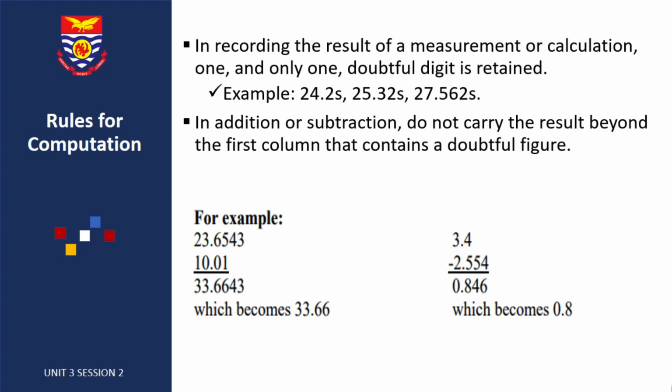Now in subtraction, we must do the same. Here we have one number to one decimal place and another to three decimal places, and we must leave our answer to the number in one decimal place. And in our case, the answer now becomes 0.8.